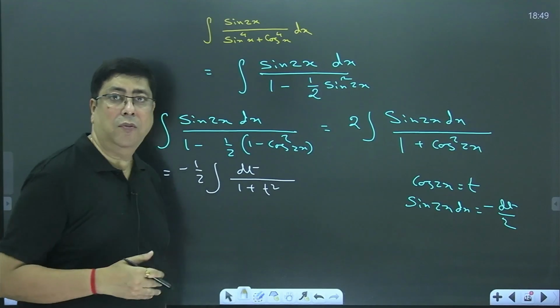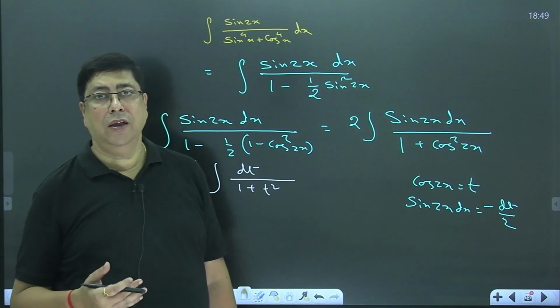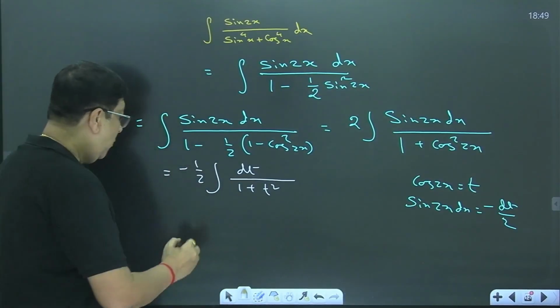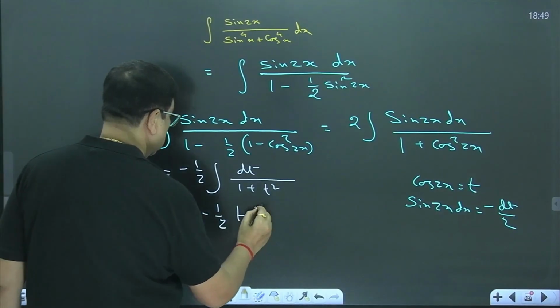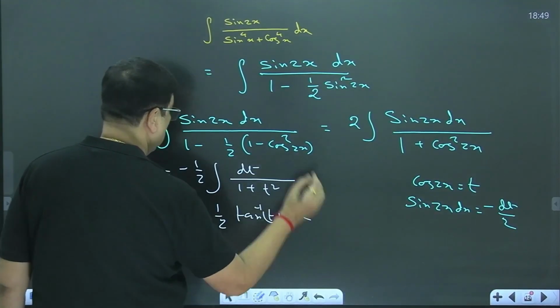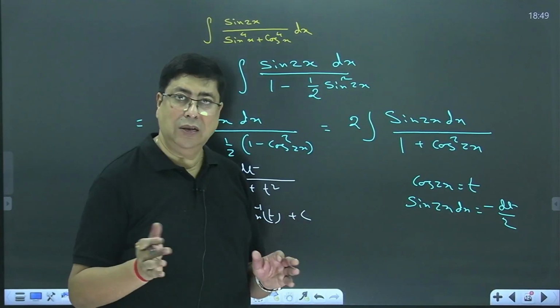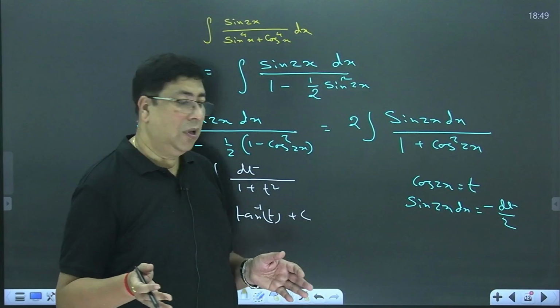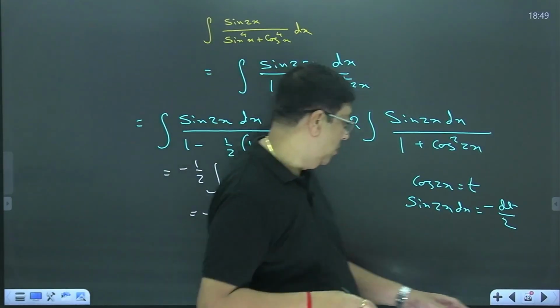It is the direct formula: dx by x square plus a square is 1 by a tan inverse x by a. Therefore, I can write here minus half tan inverse t plus c, and now we can change t back to cos 2x, the original x part. Okay, right? So I am going to the next problem.